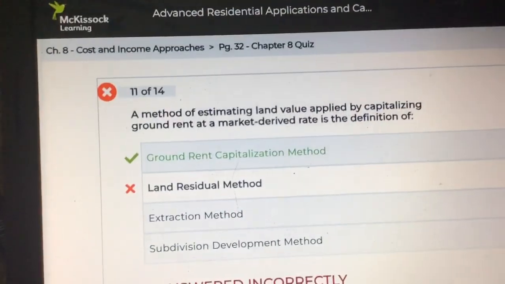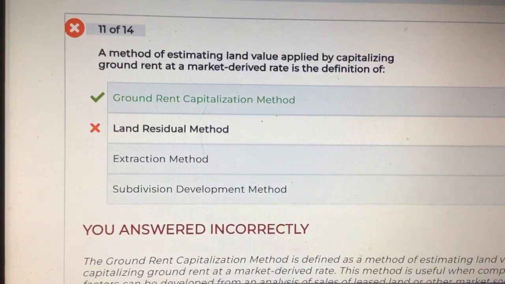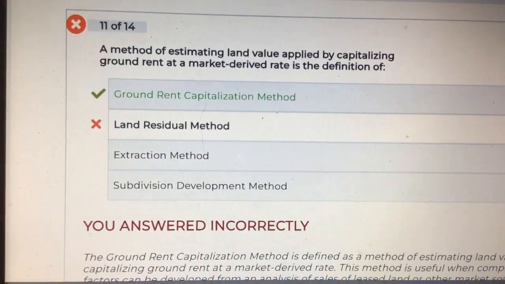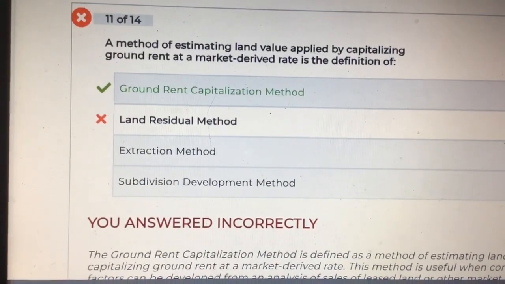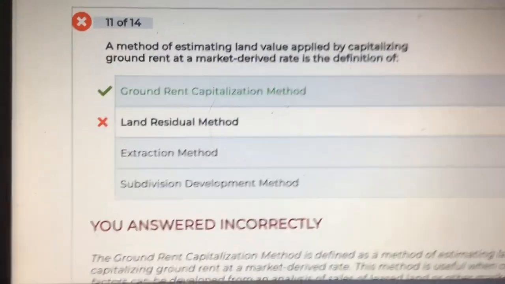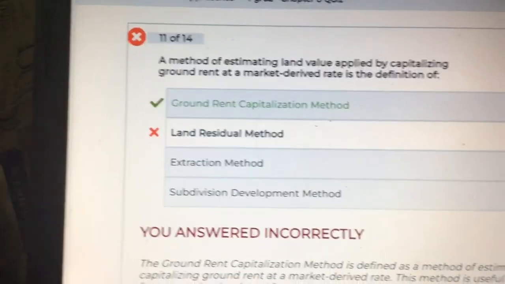Now, number 11, you got wrong. A method of estimating land value applied by capitalizing ground rent at a market-derived rate is the definition of. You said land residual method. That's incorrect. The correct answer was ground rent capitalization method.